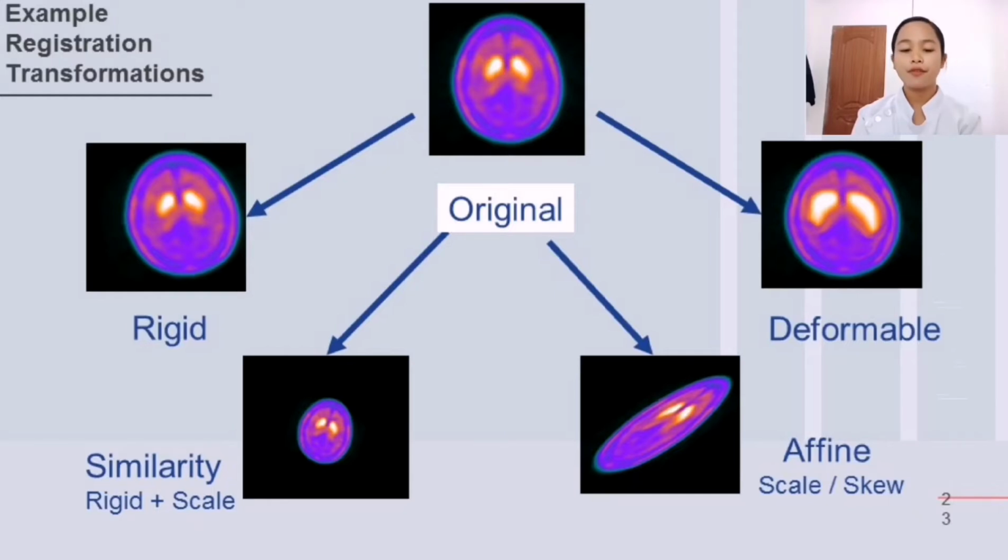Next is the deformable. It involves estimating the geometric transformation between two images to map them onto a common coordinate system. The process is deformable because the estimated transformation includes not only rigid transformation but also deformation.